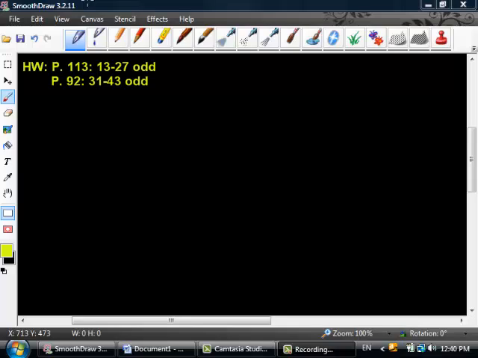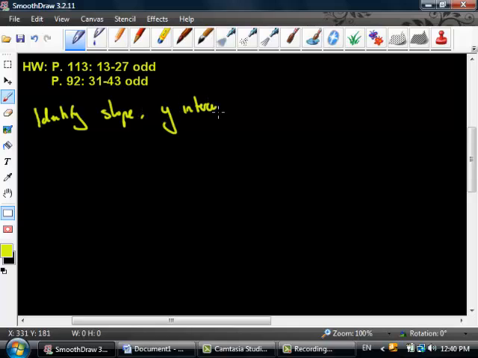Okay, next is 2.4. We're moving backwards. It's writing linear equations. So the first thing you guys are going to be asked to do in your homework tonight is to identify slope and y-intercept. And it's pretty straightforward. They're going to give it to you in y equals mx plus b form.